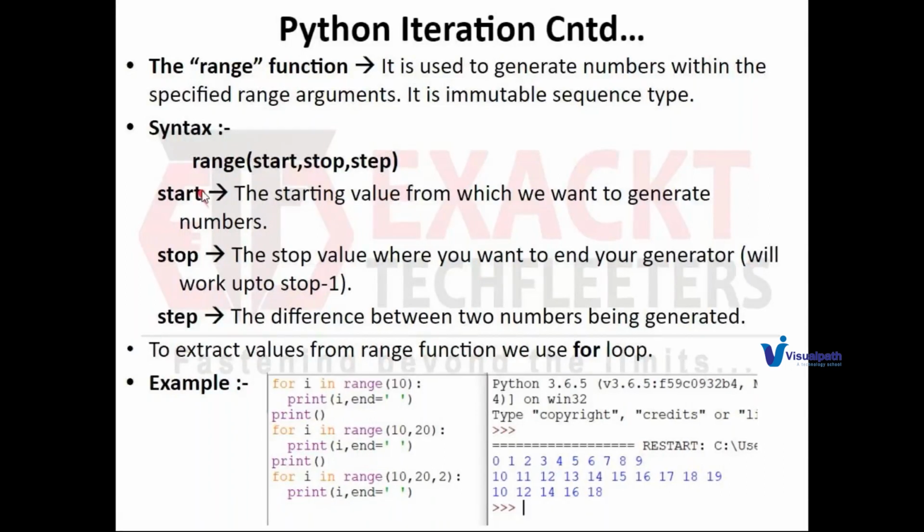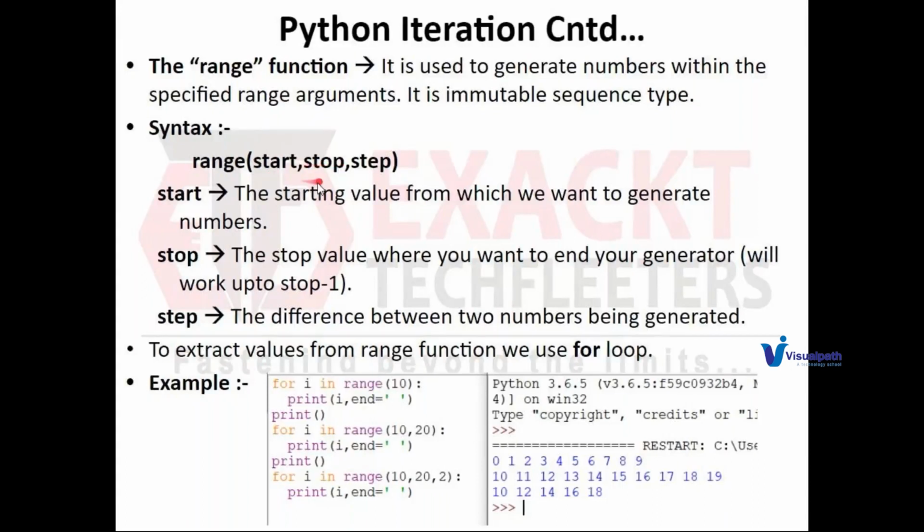We have three arguments in the range function: start, stop, and step. Start is the starting value, from where we want to start generating the numbers. Stop is where we want to stop generating numbers. Remember, every time you use stop, the range will generate up to stop minus 1. And step: when you generate the numbers between start and stop, what will be the step, the difference between two generated numbers?